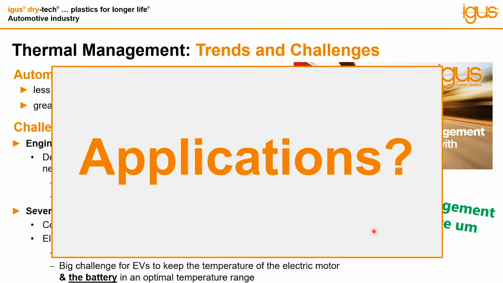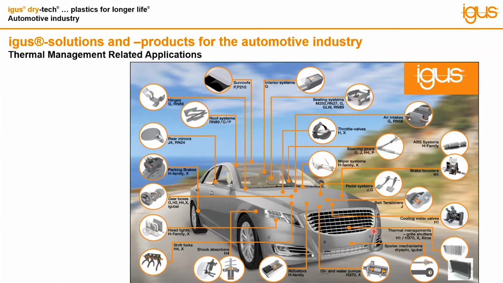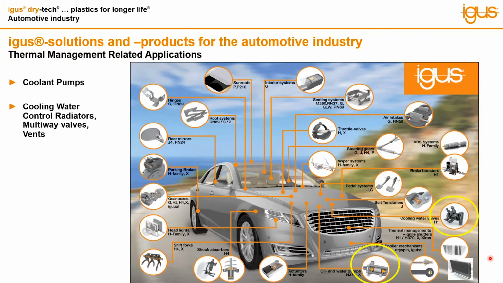Yeah, thank you, Sebastian. So when we talk about applications, we're going to see here, these are all applications that are common in the automotive industry that we've helped solve with iglide bearings in the past. So for the purposes of this presentation and for thermal management, we're going to focus specifically on some topics in some particular areas, including coolant pumps, including cooling water and control radiators and multi-way valves and vents.